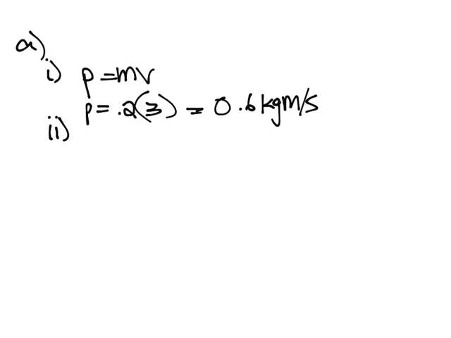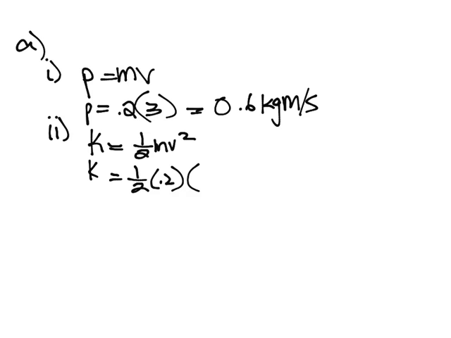Okay, in part 2, it wants the kinetic energy. Okay, again, this is really easy. We're just going to use K equals 1/2 mv squared. Okay, we have K equals 1/2 times 0.2 times 3 squared. Okay, we know 3 squared is 9 times 0.2 is 1.8 times 1/2 is equal to 0.9 joules. Okay, so that was part A, pretty easy.